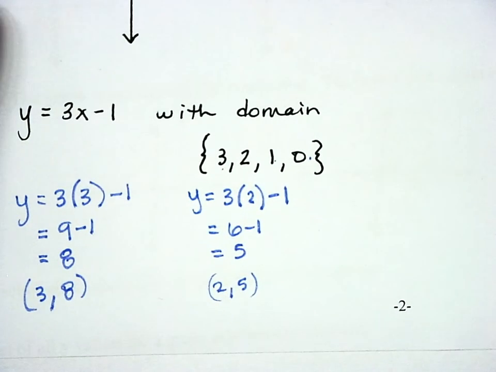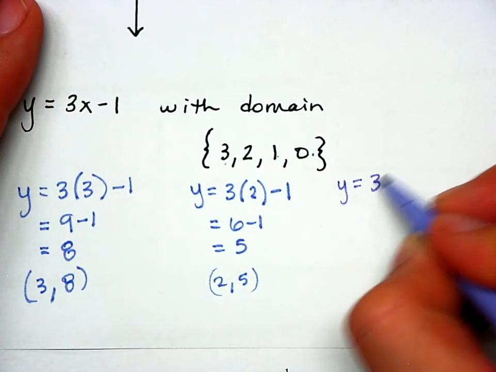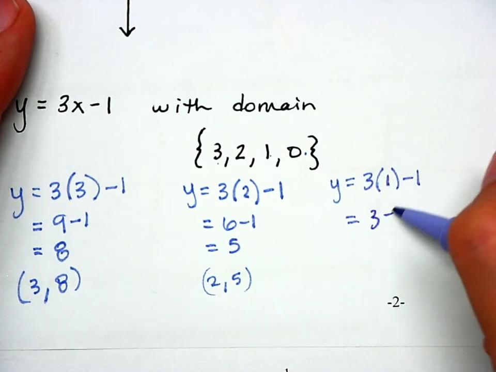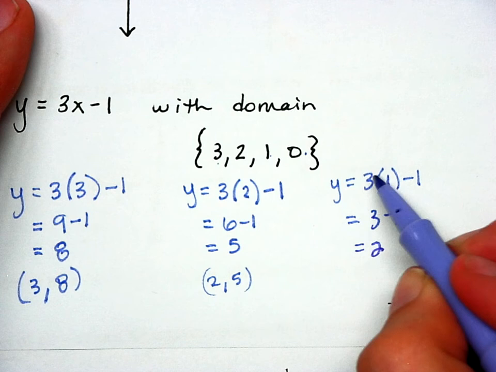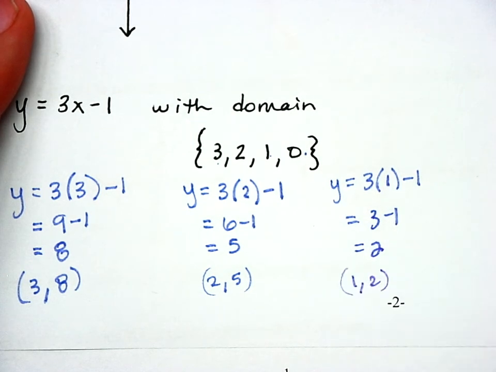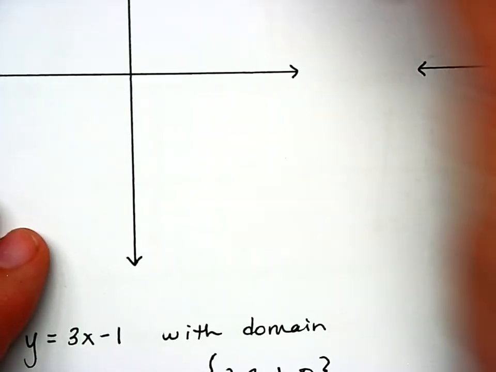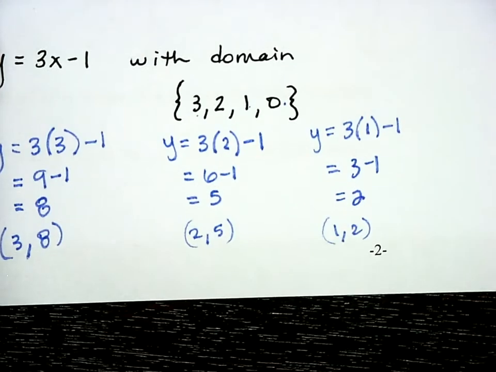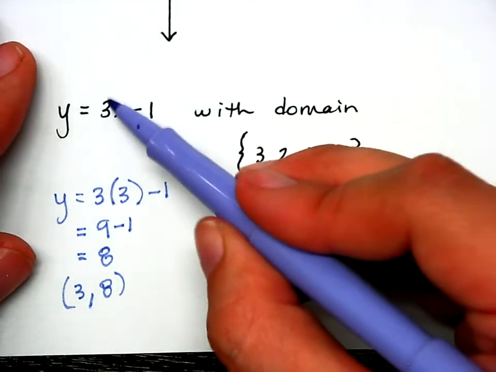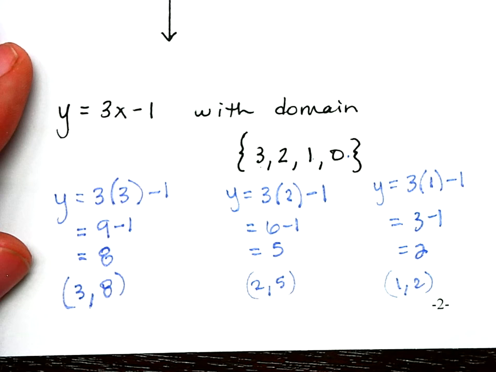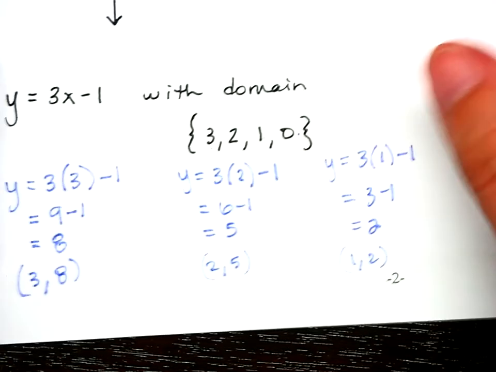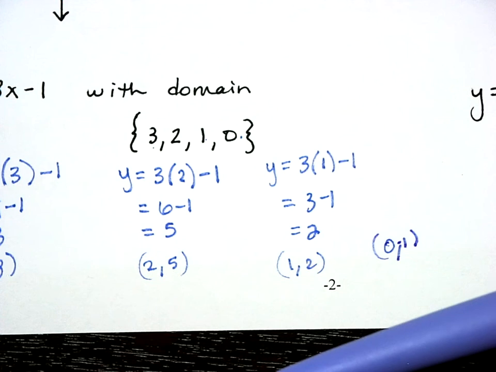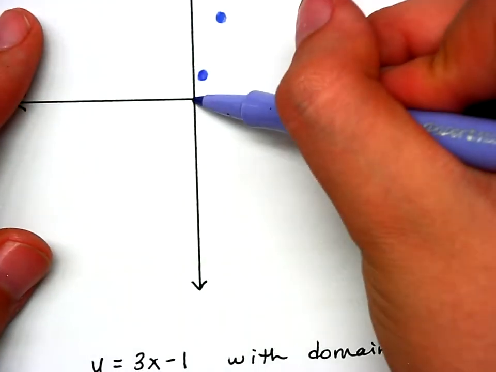Next one is 1. So y equals 3 times 1 minus 1. That's going to be 3 minus 1, which is 2. So this point is 1, 2. So let's graph that. Over 1 up 2. Okay, and then last one, really easy, 0. 3 times 0 is just 0, and then subtract 1. So my last point is 0, negative 1. I'm going to plot that. 0, down 1.